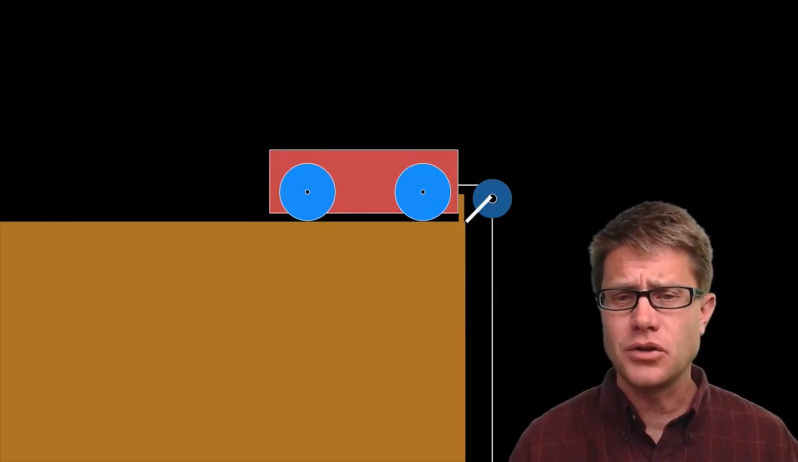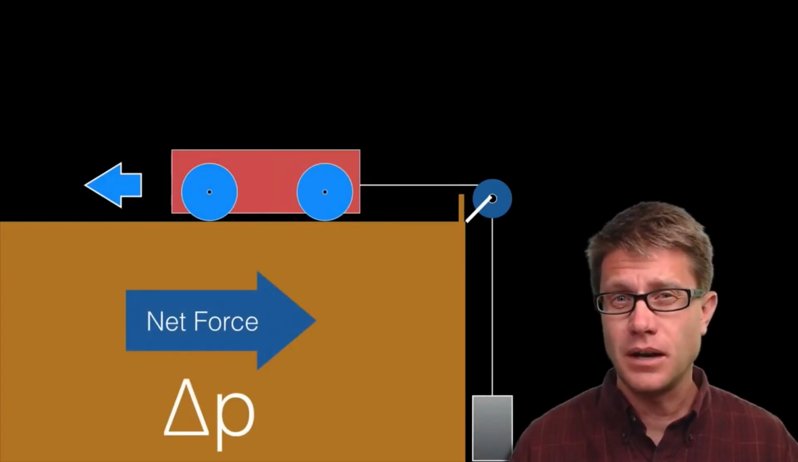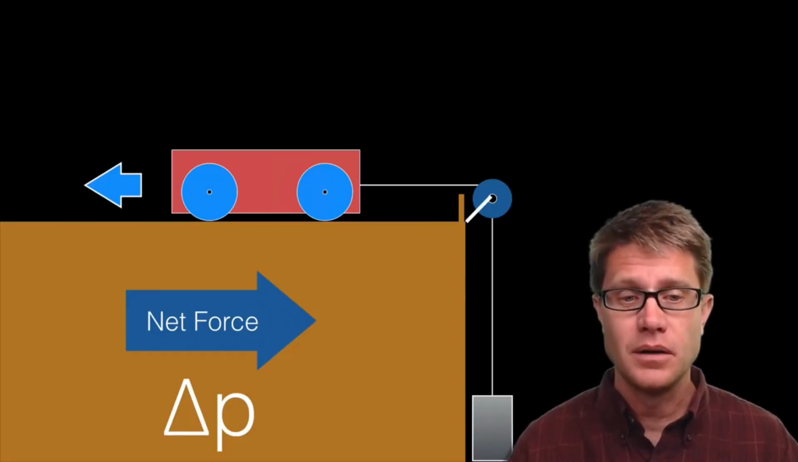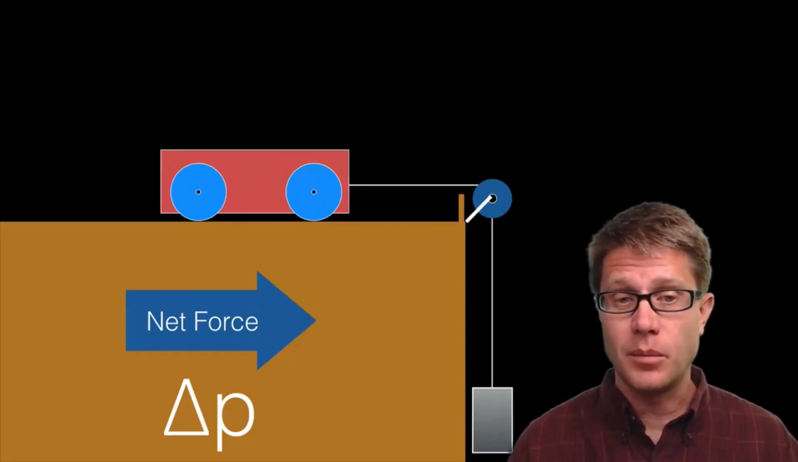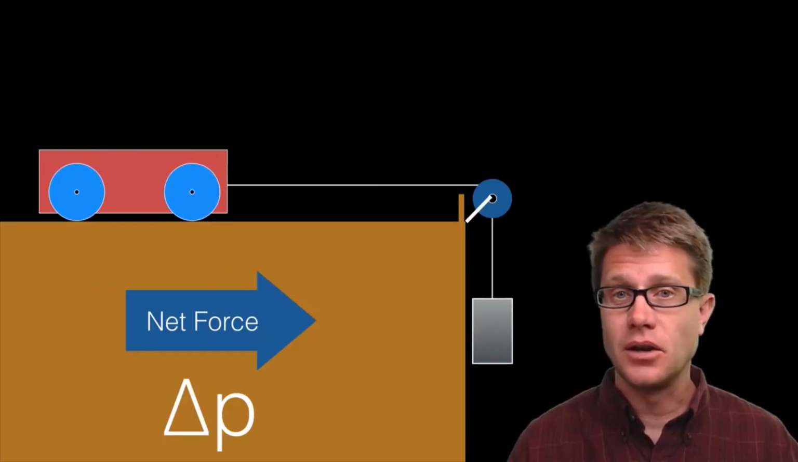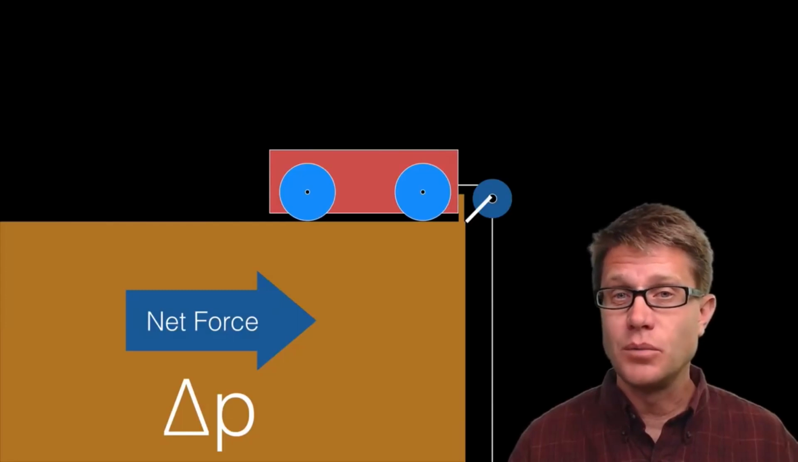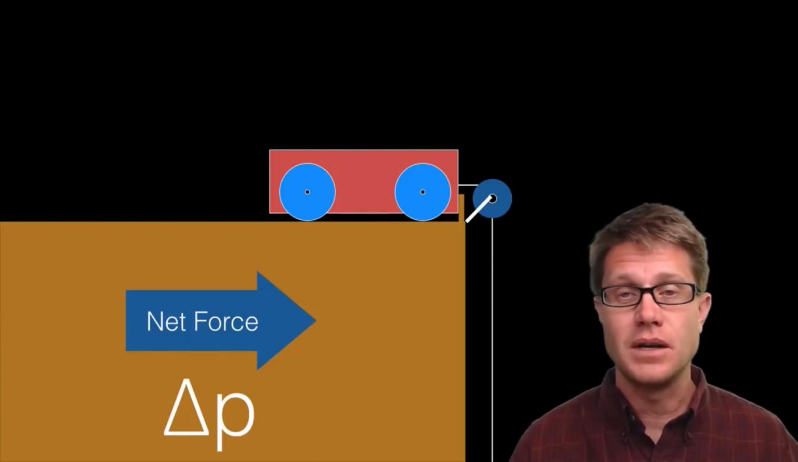But let's make it a little bit trickier. Let's say that object is now moving towards the left, but we're applying a net force to the right. What's going to happen? Well, let's watch: it's going to slow down and then start to accelerate to the right. So even though it was moving to the left, as we apply a net force to it, eventually that momentum is going to move in the direction of the net force.